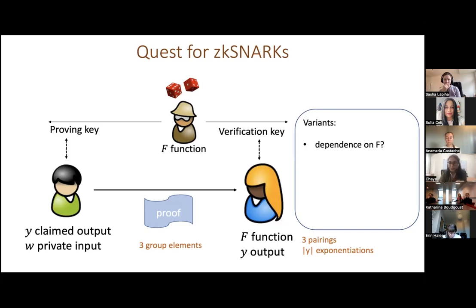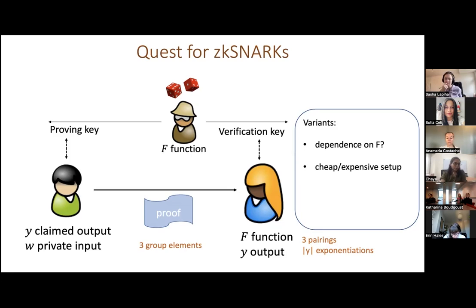I said there is a dependence on f, but more recently we also know constructions where we can split the setup phase into an f-independent phase and an f-dependent phase. So we can have what is called a universal SRS, where the CRS is independent of f. And given this universal SRS, one can derive different strings that encode the function f, and then again the verifier can verify with complexity that is independent of f itself.